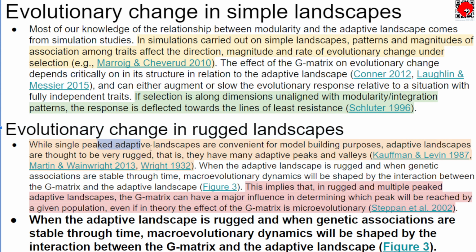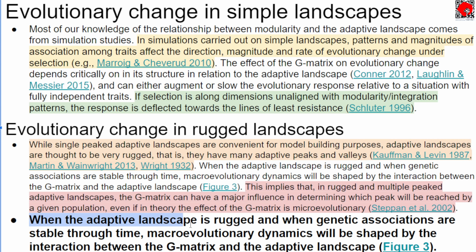While single-peaked adaptive landscapes are convenient for model building purposes, adaptive landscapes are thought to be very rugged. That is, they have many peaks, adaptive peaks and valleys. This implies that in rugged and multiple peaked adaptive landscapes, the G-matrix can have a major influence in determining which peak will be reached by a given population, even if in theory the effect of the G-matrix is microevolutionary.